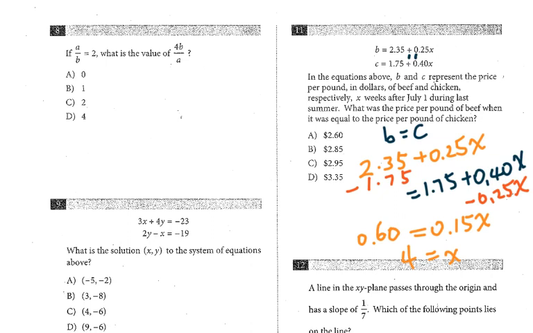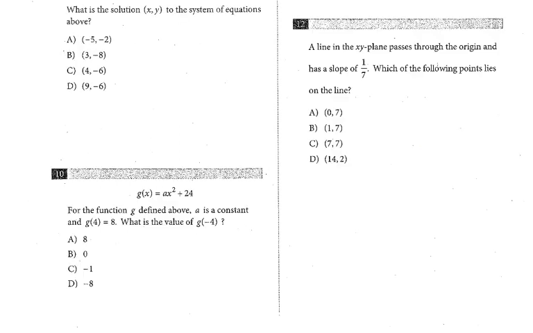After this, you need to plug into the b function. Then you will get 2.35 plus 0.25 times 4. Then you will get 1, and b is 3.35. That's the answer.